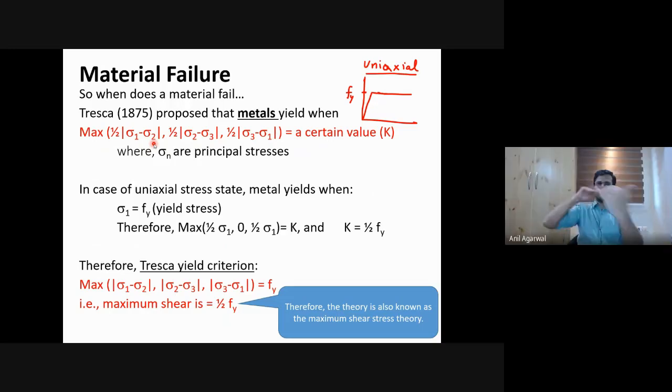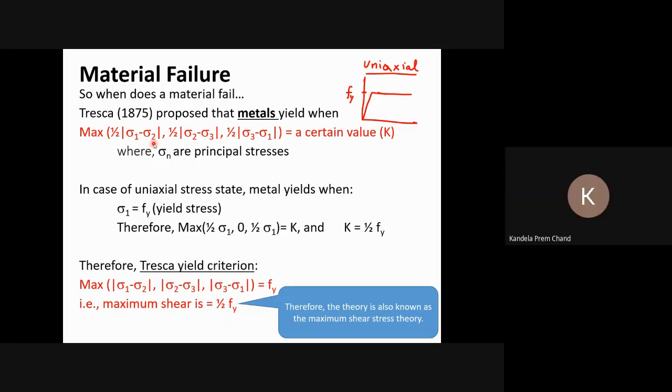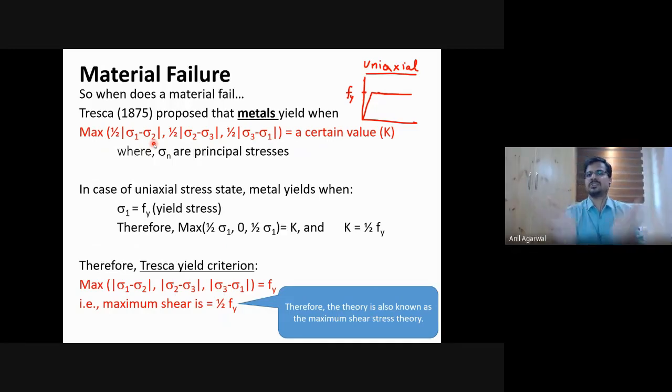And what are the stresses in this direction? 0, sir. 0 in both directions, because by definition it is uniaxial. So the other axis forces are 0. So I will have to substitute 0 for sigma 2 and 0 for sigma 3. So I put that back into this equation. Maximum of half of sigma 1, 0, and half of sigma 1. So the half of sigma 1 and half of sigma 1, they are both equal.